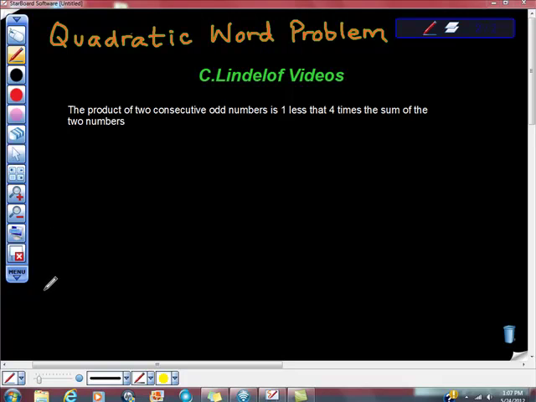The product of two consecutive odd numbers is 1 less than 4 times the sum of the two numbers.